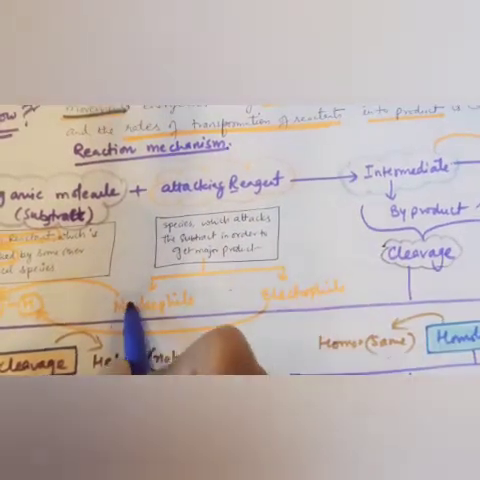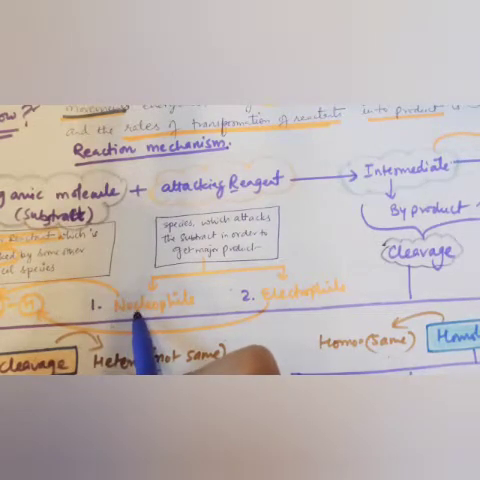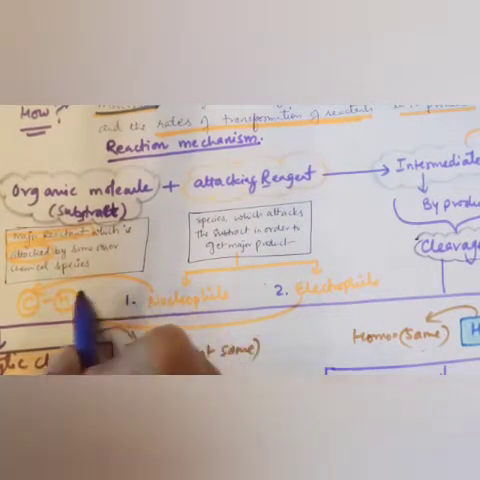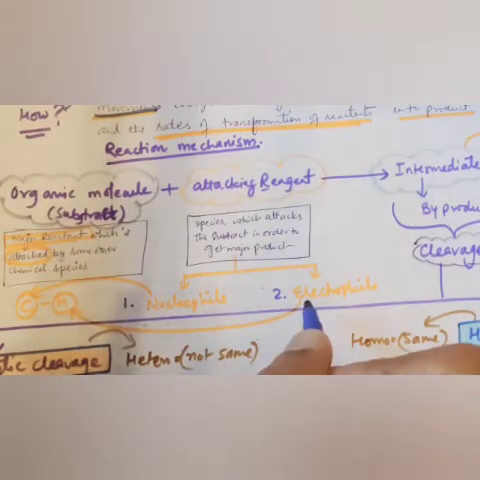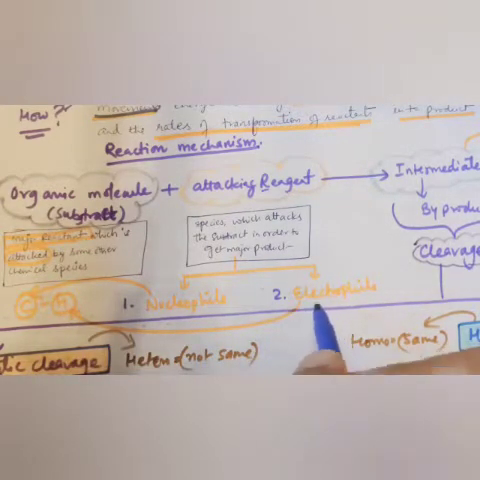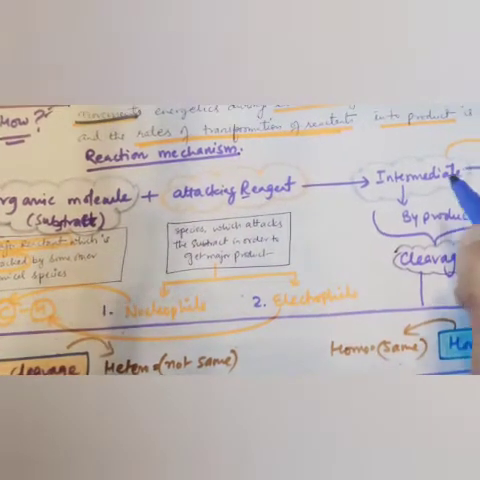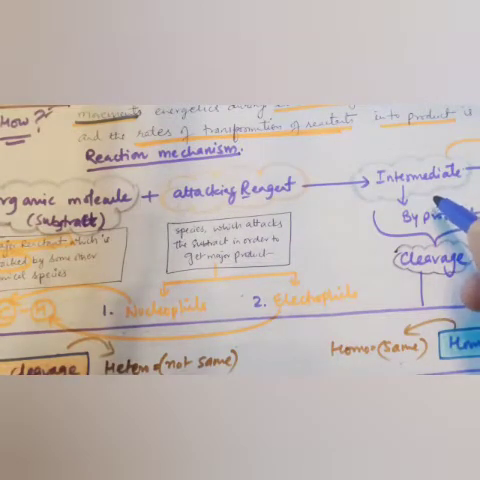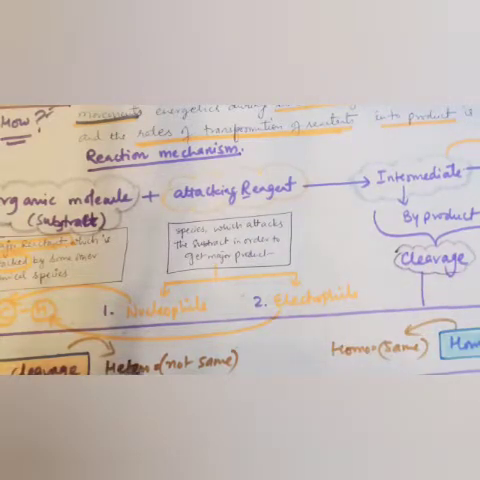These are of two types, nucleophile and electrophile. We studied that nucleophiles are those reagents which attack directly on the carbon nucleus of the organic molecule. Electrophiles are those substances which attack hydrogen, replacing hydrogen. It means most electrophilic reactions are substitution reactions. Then if I talk about intermediates, there are two types: carbocation and carbanion. If we talk about cleavage, there are two types: heterolytic and homolytic.